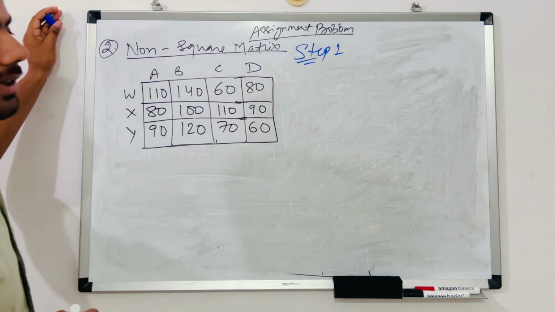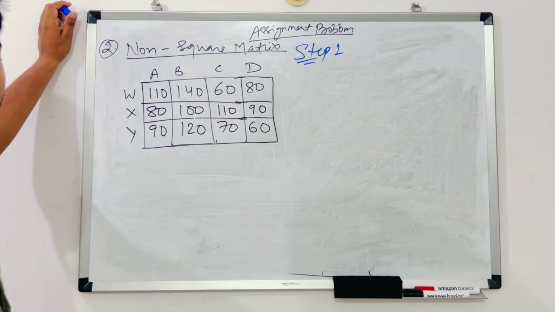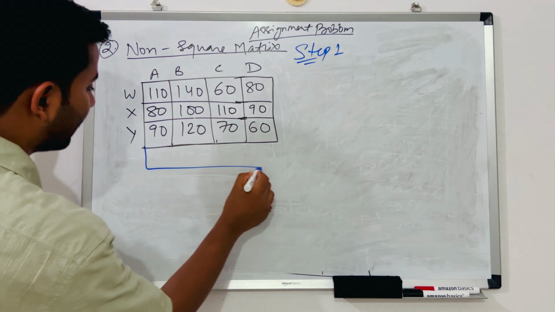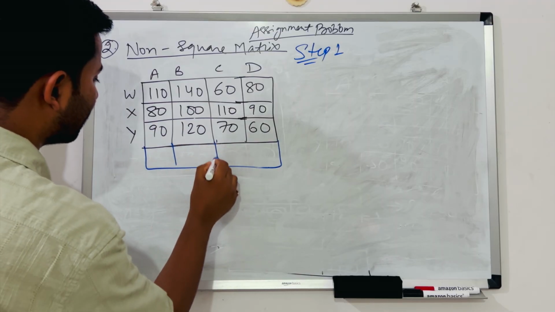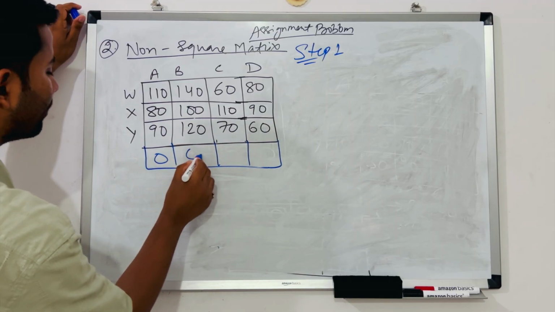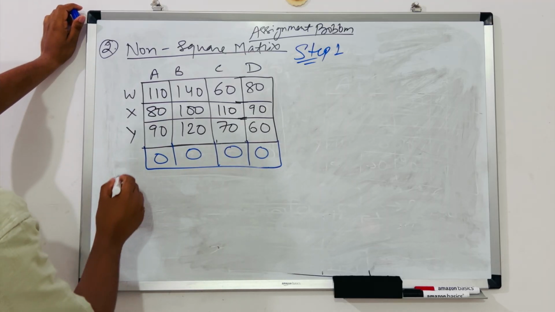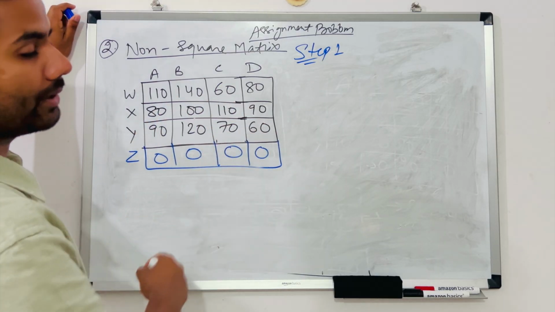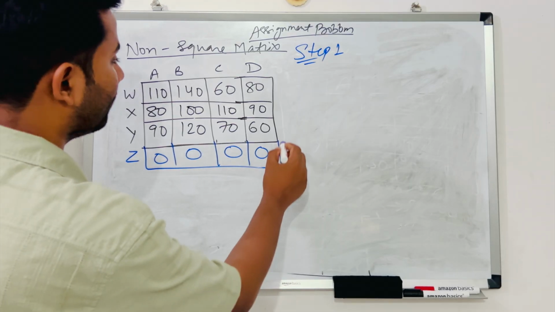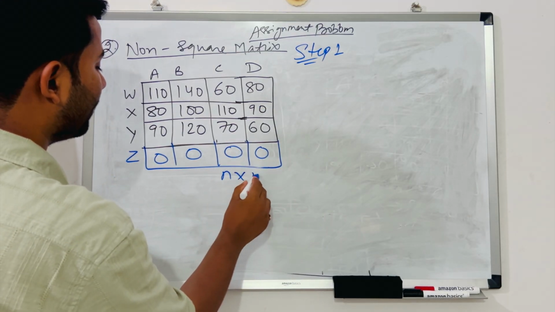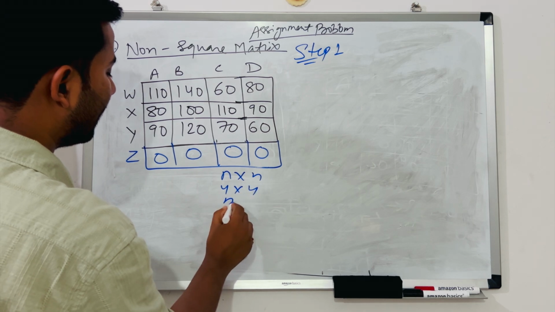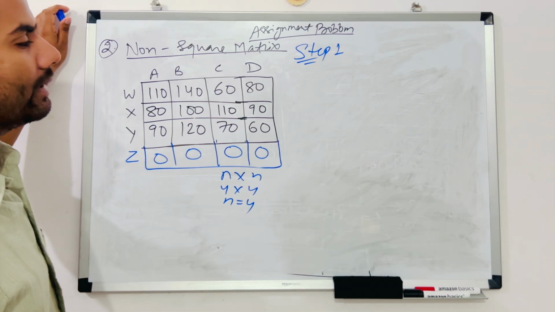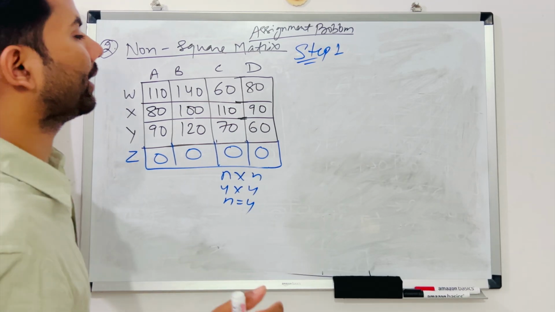Step number one is we have to add a dummy row to solve this problem. We are adding a dummy row with 0, 0, 0 and 0 under Z. Now you can see that the matrix is in the form of n into n, 4 into 4, n equal to 4. That means we have to draw 4 boxes, and then our solution is correct.